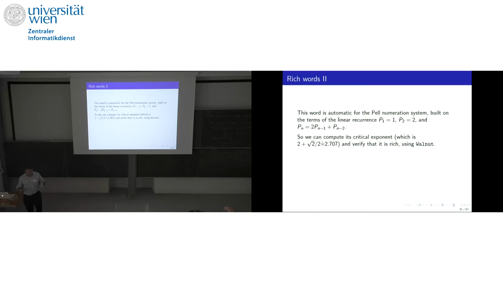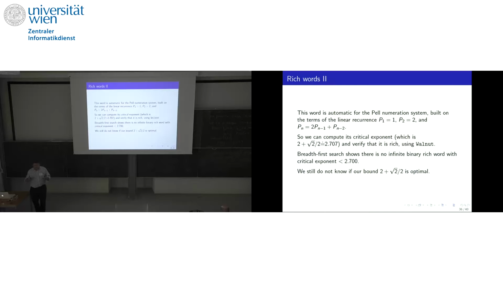And then we can also verify that it's rich. And then breadth-first search shows that there's no infinite binary rich word with critical exponent less than 2.700, and so we get these bounds. Unfortunately, we weren't able to really improve that. I would be interested in knowing if anybody has ideas about how to get better bounds. So we still don't know whether this 2 plus root 2 over 2 is optimal, but that's our conjecture.